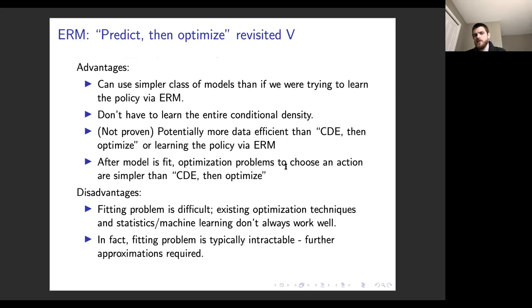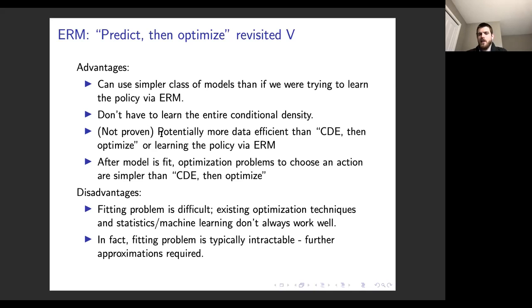So some advantages of this is that you can use a simpler class of models than if you were trying to learn the policy directly. This is because you're still just trying to learn the relationship between the side information and the uncertain parameter, rather than trying to also capture the optimization elements in the fitting problem. Another advantage is you don't have to learn the entire conditional density. You just have to learn one point prediction.